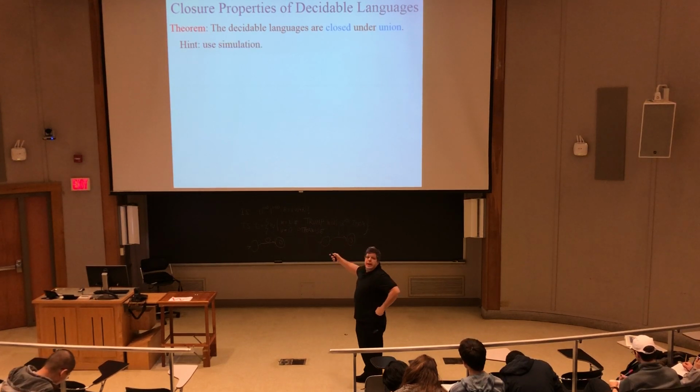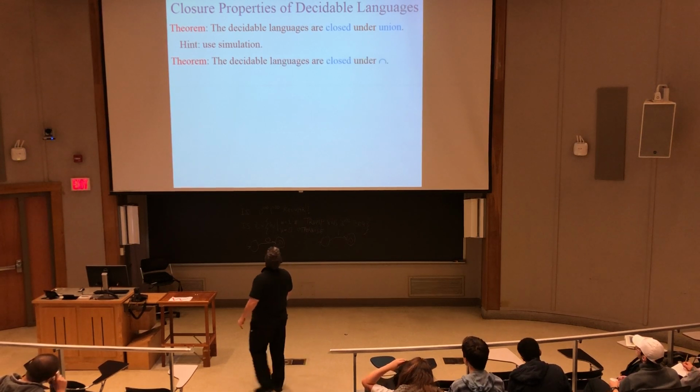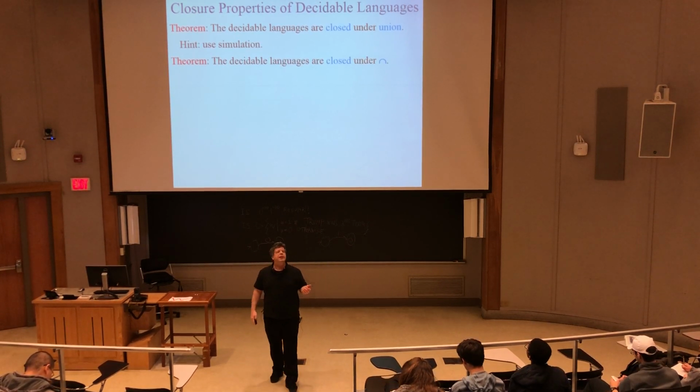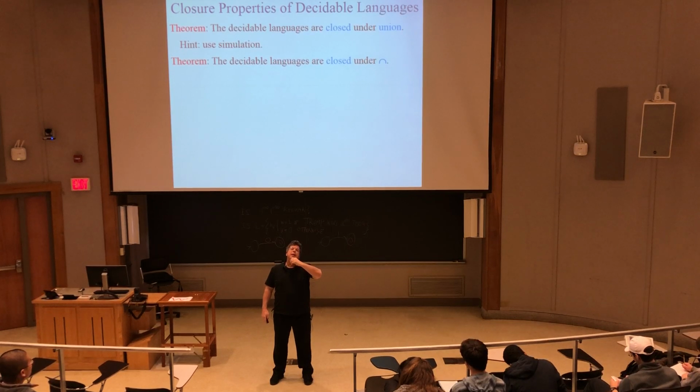Okay, so a simple technique: simulation of the two deciders. The decidable languages are closed under intersection, so intersection preserves decidability. Why? Yeah, you could say De Morgan's law. Let's not be as fancy as all that yet.